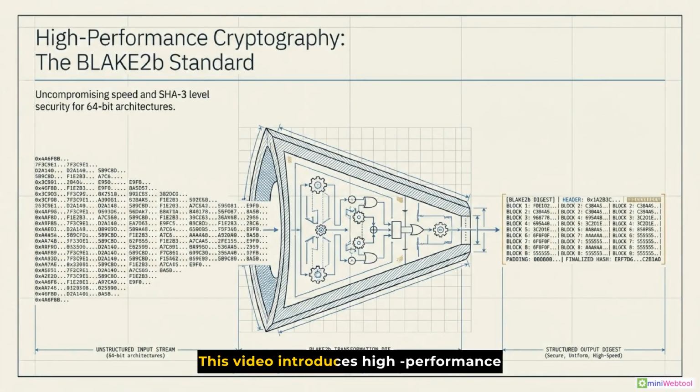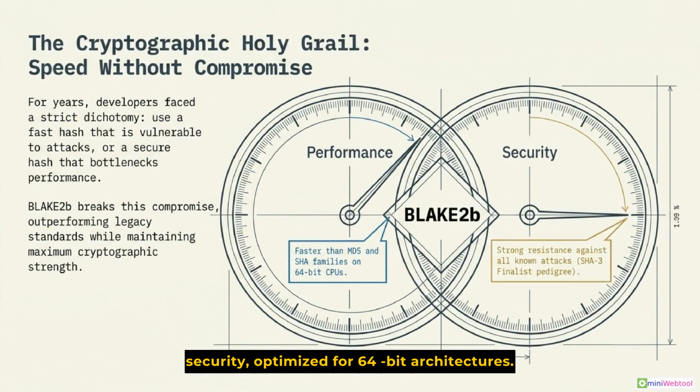This video introduces high-performance cryptography through the BLAKE2b standard. It offers uncompromising speed and SHA-3 level security, optimized for 64-bit architectures. BLAKE2b is the cryptographic holy grail, achieving speed without compromise. It breaks the old dichotomy by being faster than legacy hash families while maintaining maximum cryptographic strength.